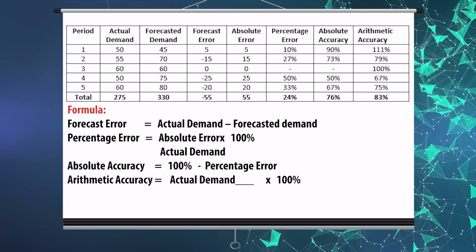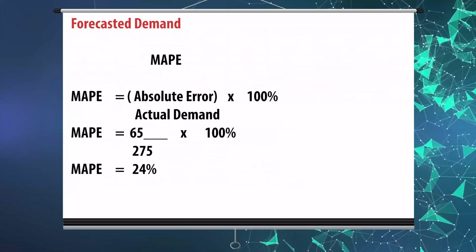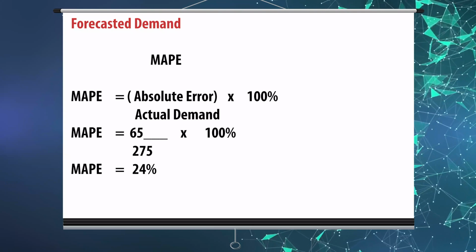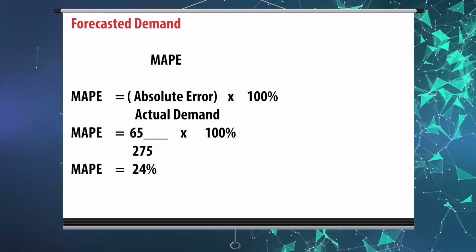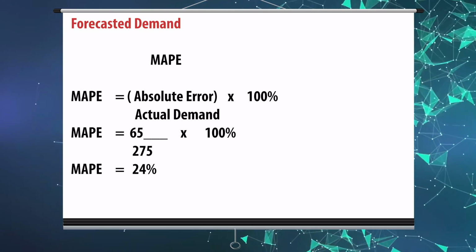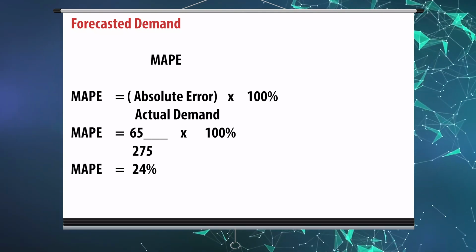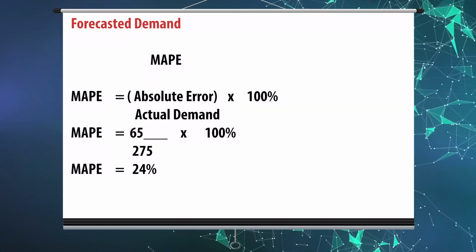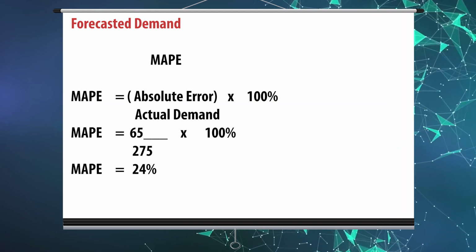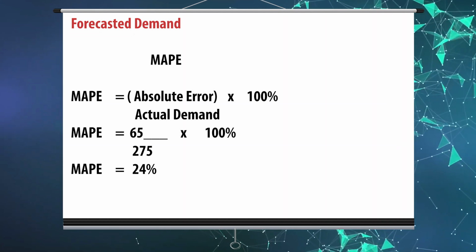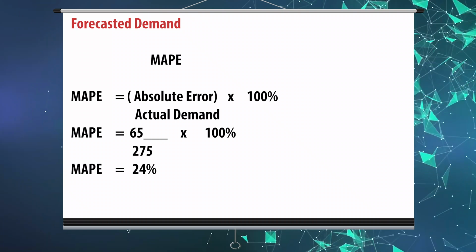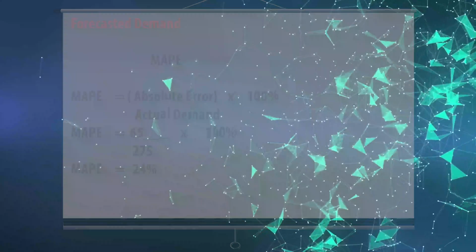For the MAPE, our formula is equal to absolute error divided by the actual demand times 100%. Substituting the values coming from the table, we have 65 divided by 275 times 100%, having MAPE equal to 24%.